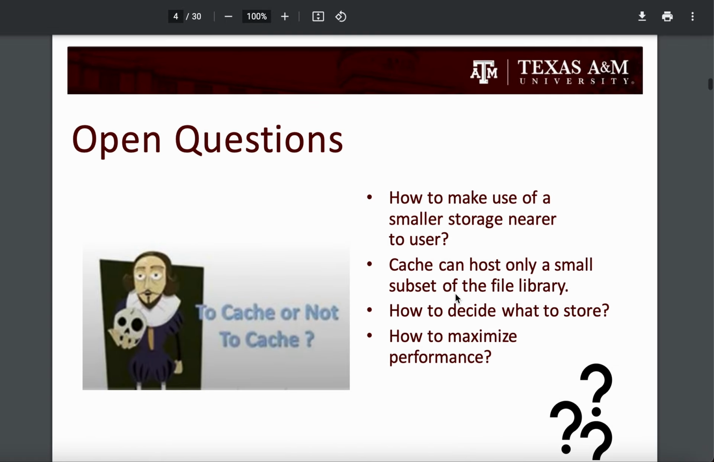What are some open questions that we have? How can we make use of a smaller storage nearer to the user? Since the cache can just hold a subset of the file library, what should we store in our cache? And how should we maximize this performance? Put more poetically, we can say, should we cache or not? Now we'll move on to some intuitive caching policies.